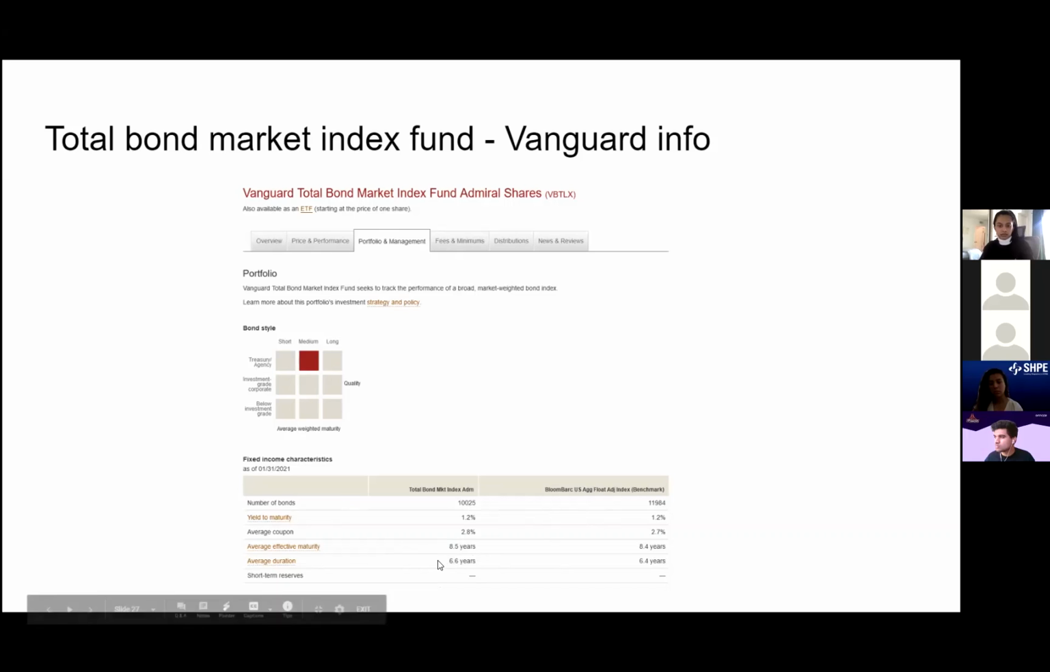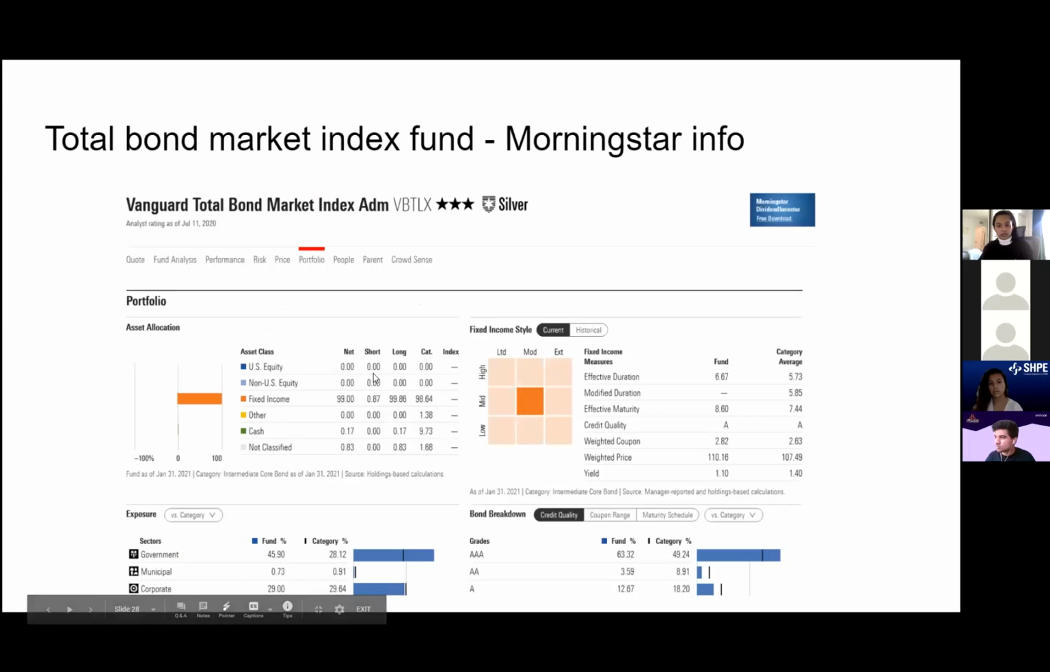And this duration is a measure of the sensitivity to interest rates. As a long-term investor, you want to be around, this is a good number, around 6 to 7 years, where you're getting a high enough return for your growth needs. So anyway, here's the similar information that you would find at Morningstar.